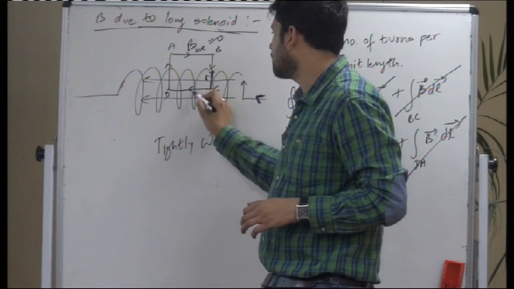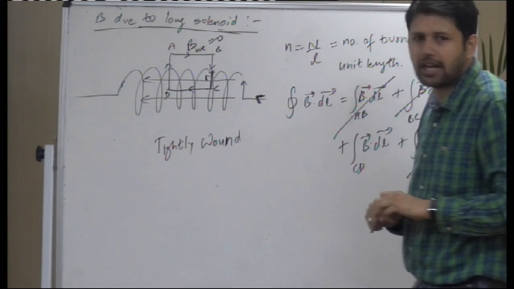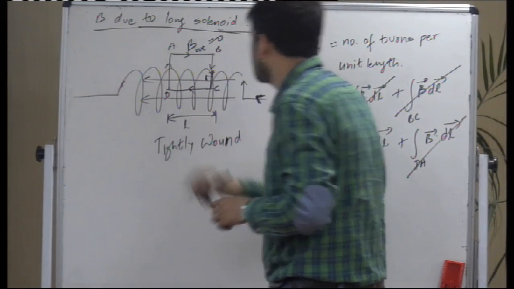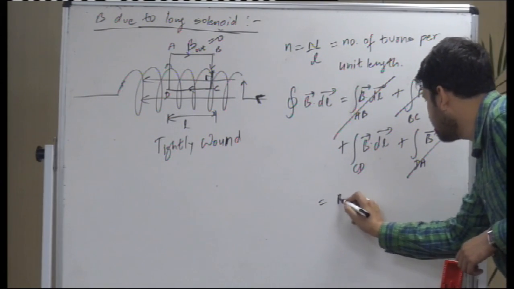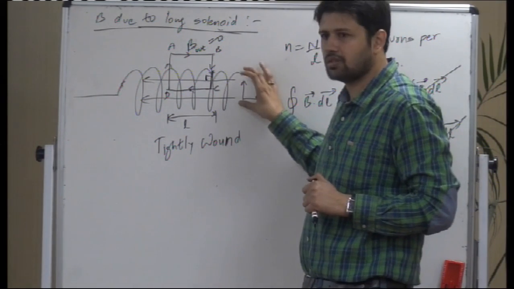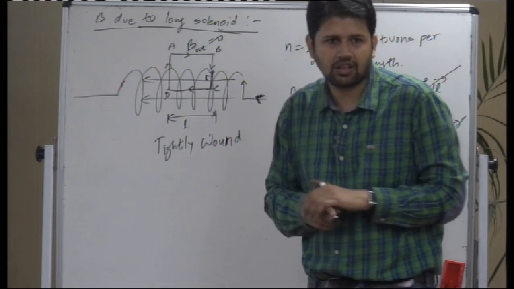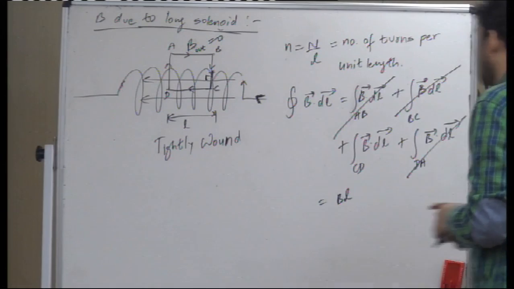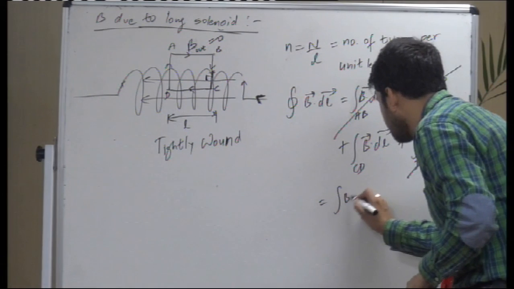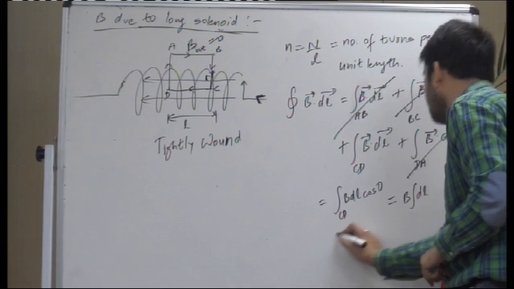we have this kind of circulation in the field. For the CD portion, we are traveling along the field, so the angle is 0. If this rectangle has a length L, then the line integral would become BL. Why? Because we take the magnetic field to be the same at every point. The magnetic field is straight and uniform, because it is not leaking at all. Since the angle was 0, we can write it as B dl cos 0 for CD, which becomes B integral dl, which becomes BL.